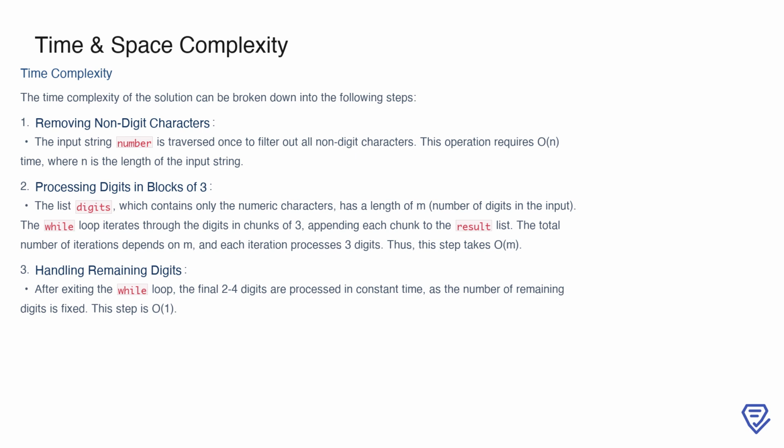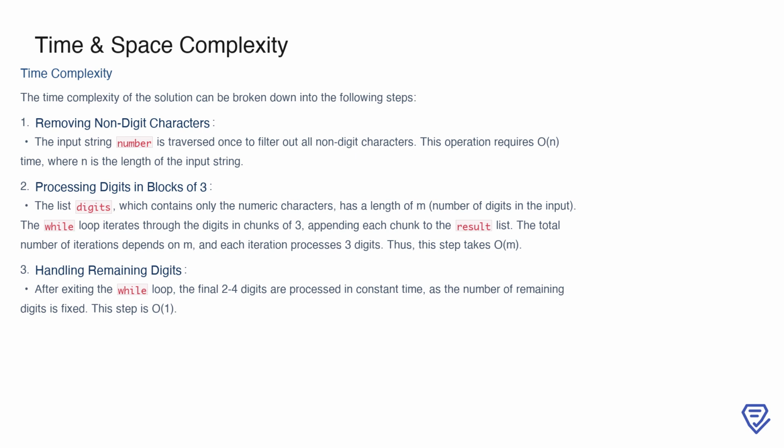First, we have the operation of removing non-digit characters from the input string. This involves traversing the string once and filtering out non-numeric characters, which takes O(n) time, where n is the length of the input string. After that, we process the digits in blocks of 3. The list of digits, which we extracted earlier, has a length of m, representing the numeric characters in the string. The while loop iterates through these digits in chunks of 3, appending each chunk to the result list. Since every iteration processes 3 digits, the total iterations depend on m, making this step O(m).